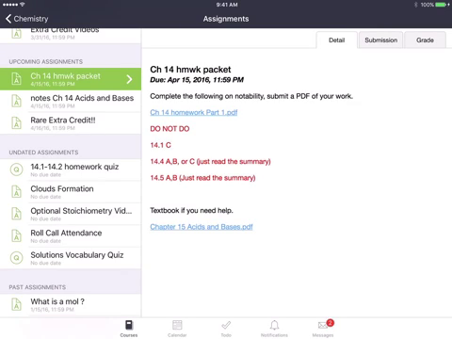Okay, let's start the homework packet. Just making sure this is working. Okay, cool. So, homework chapter 14, acids and bases.